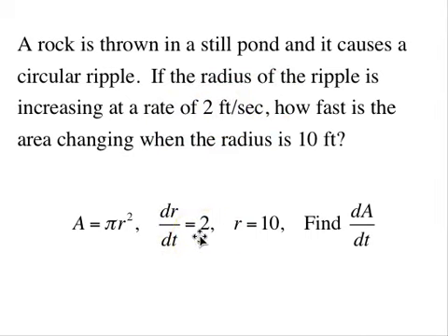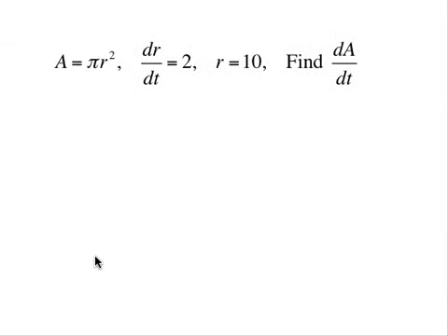Keep in mind the units, feet per second. How fast is the area changing? Find dA/dt when the radius is 10 feet. So we'll start with A equals pi r squared and take the derivative with respect to t of both sides, and then do the substitution we need to find dA/dt. There's the information we're given.